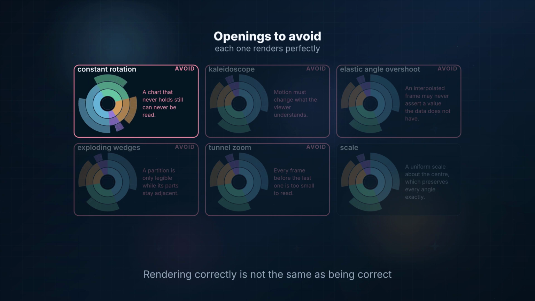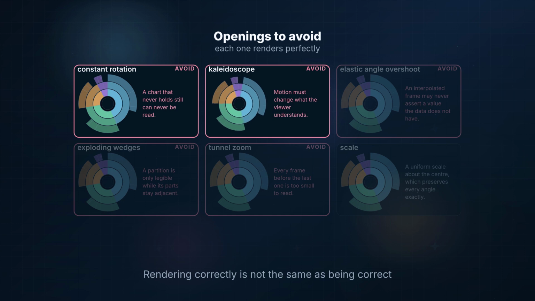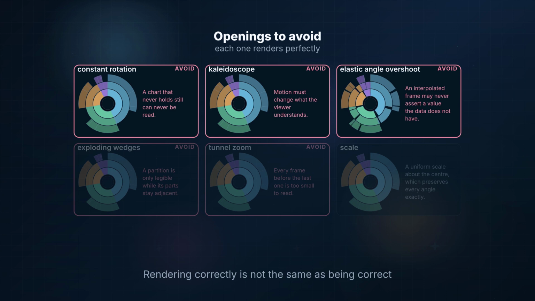A chart that never holds still can never be read, so continuous rotation and the wobbling kaleidoscope are out on that ground alone. Exploding the wedges apart breaks the one property that makes a partition legible, which is that the parts stay adjacent. The tunnel zoom spends its whole entrance too small to read.